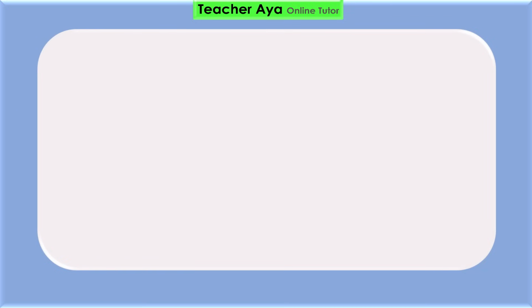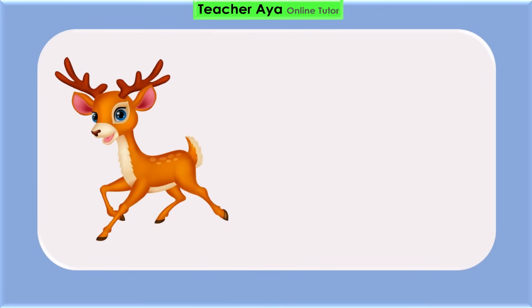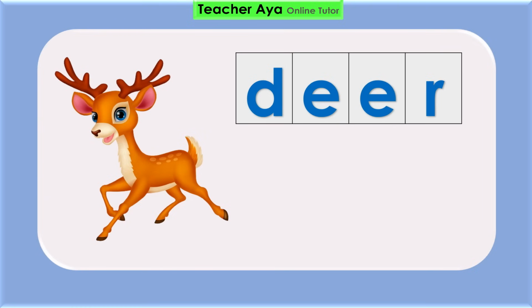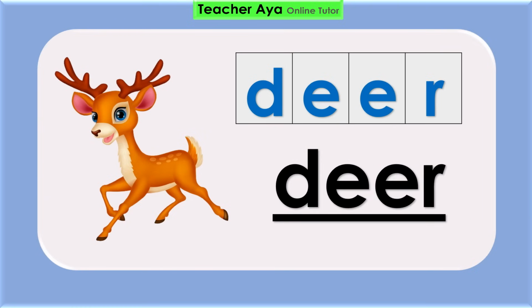Let's spell the word deer. Deer. D-E-E-R. Deer. Your turn to spell, children.